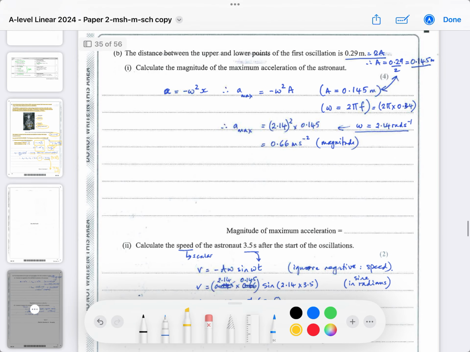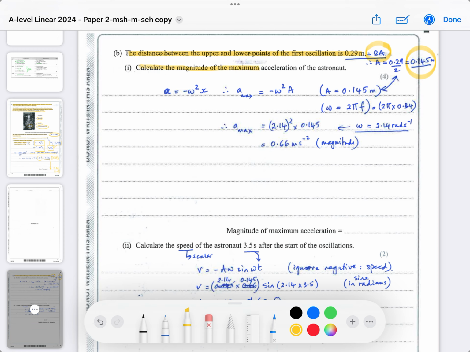Okay, part B. The distance between the upper and lower points of the first oscillation is 0.29 meters. From the upper to the lower points, that means it's twice the amplitude. The amplitude is from the upper point to the equilibrium position, whereas they've gone from the upper point to the lower point, which is amplitude in the positive direction plus amplitude in the negative direction. So the amplitude is half of that, and we now know the amplitude, because we're going to use some simple harmonic motion equations.